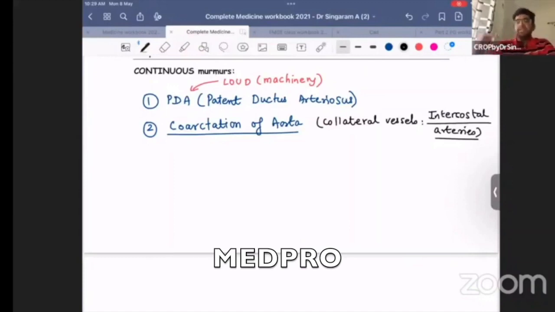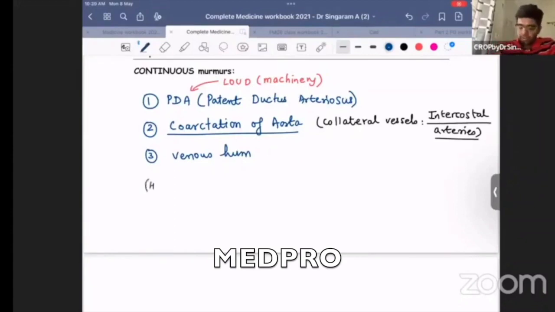See, these two are the main conditions. Other things are not very important, just quickly note them. Third is something called venous hum, which is noted in young children as a part of hyperdynamic circulation. You just remember venous hum, that is enough.